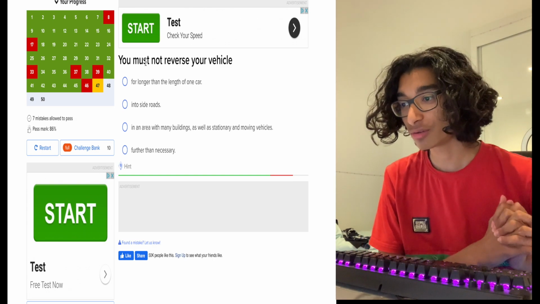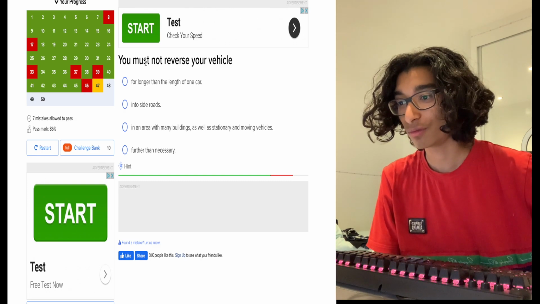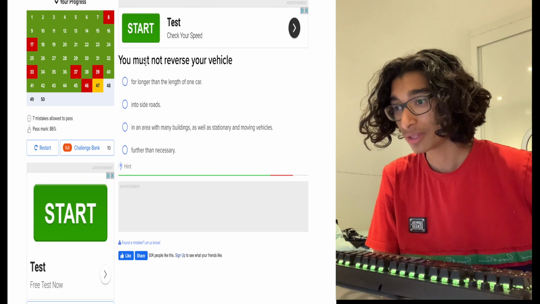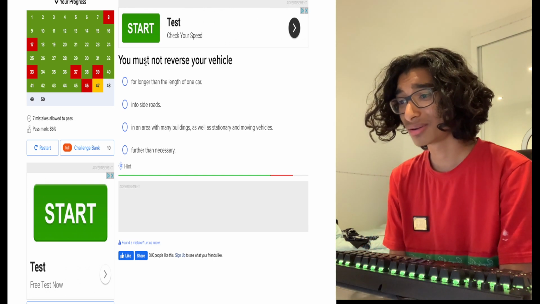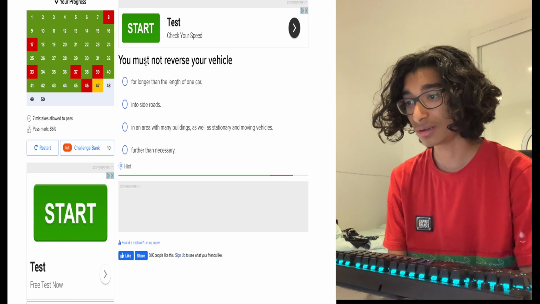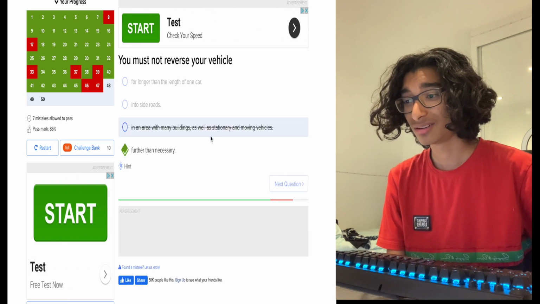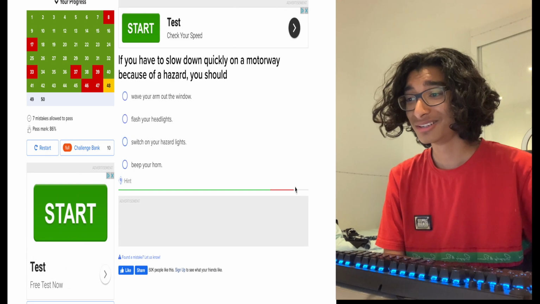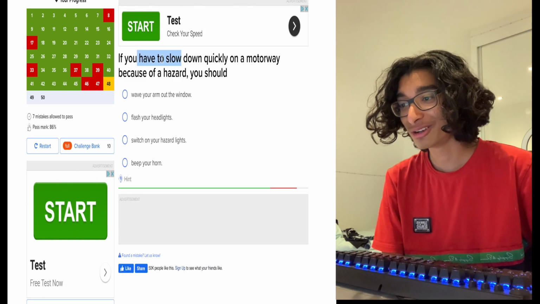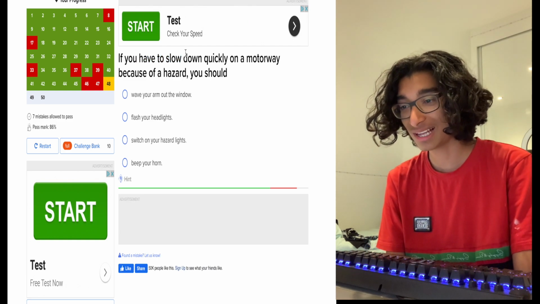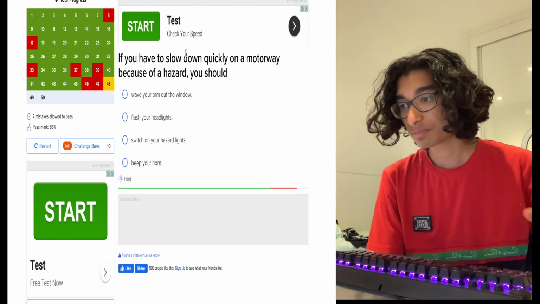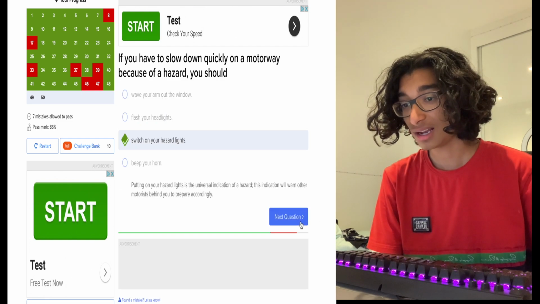You must not reverse your vehicle for longer than the length of one car into side roads in an area with many buildings as well as stationary and moving vehicles. I feel like it's the third one. No, I think I failed. If you have to slow down quickly on a motorway because of a hazard, you should switch on your hazard lights, please. Yeah, I failed at this point.